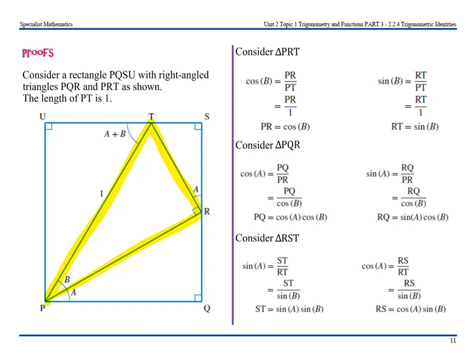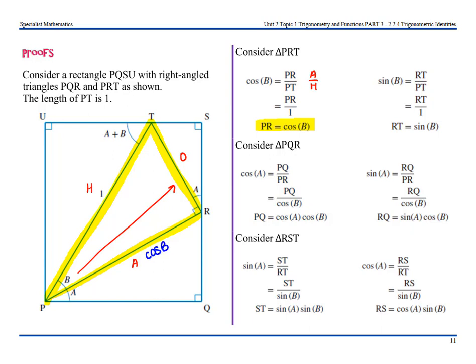And we're looking at cos of and sine of B. So we're going to label our triangle according to B. So opposite, hypotenuse, and adjacent. So cos of B is adjacent over hypotenuse, so that becomes PR over PT. PT is 1, so it's PR over 1. So PR is equal to cos of B. So I'm going to write that on my triangle.